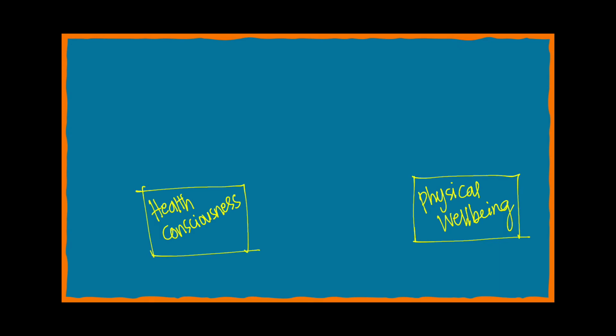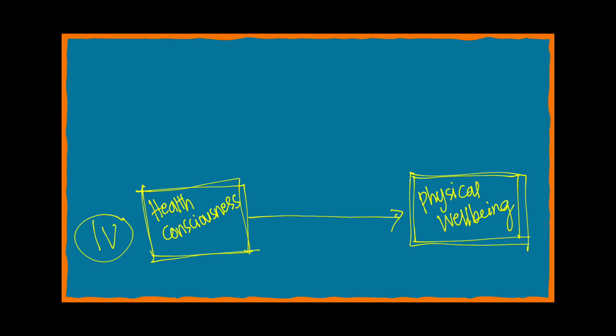So for instance, in trying to relate health consciousness with physical well-being, we can probably assume that people who are more health conscious will most likely be physically well. So the independent variable in this case is your health consciousness, and the dependent variable in this case is your physical well-being. However, there may be another pathway wherein health consciousness can affect something that goes first before going to physical well-being. Probably, for example, eating habits.